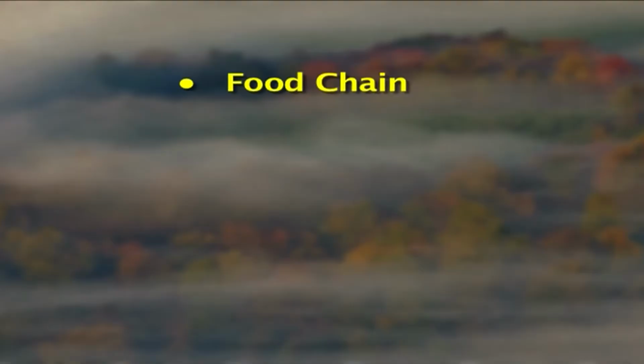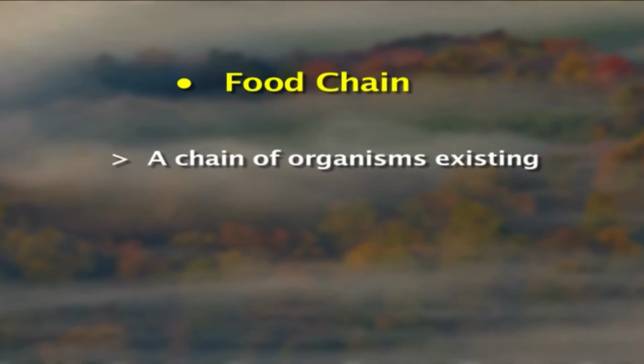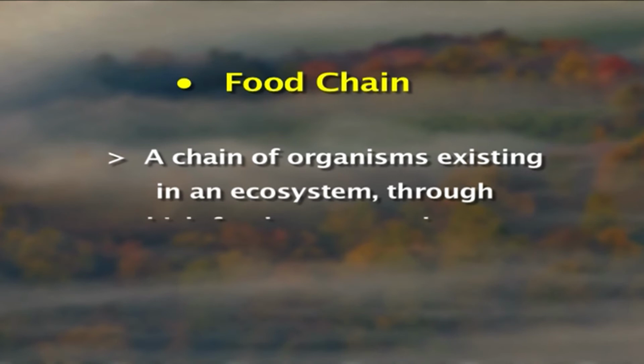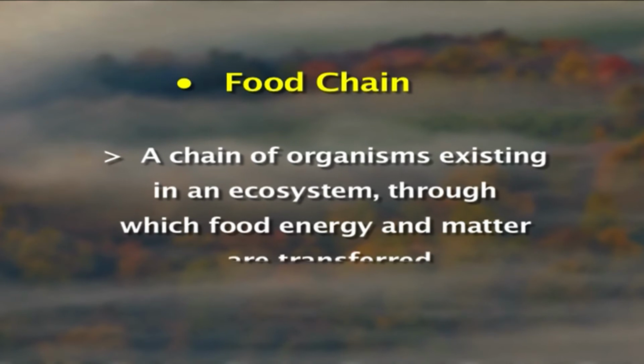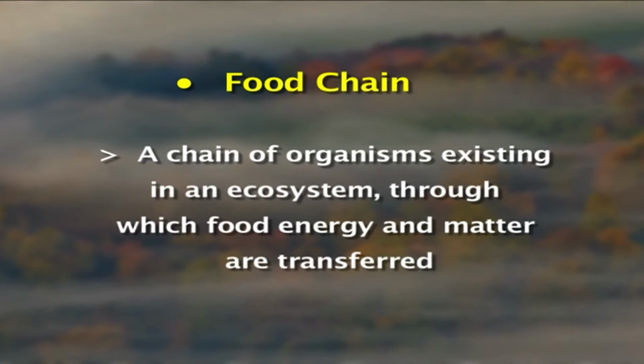Now, dear students, let us discuss something about food chain. A food chain is a chain of organisms existing in an ecosystem through which food, energy and matter are transferred. Each link in a food chain feeds on and gets energy from the one preceding it and in turn is eaten by the one succeeding it.